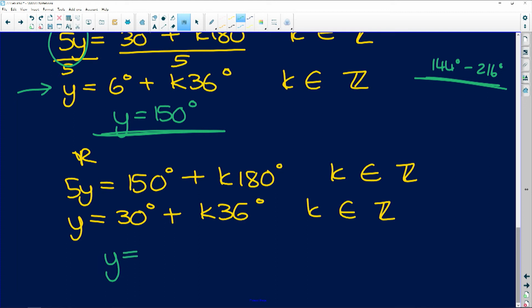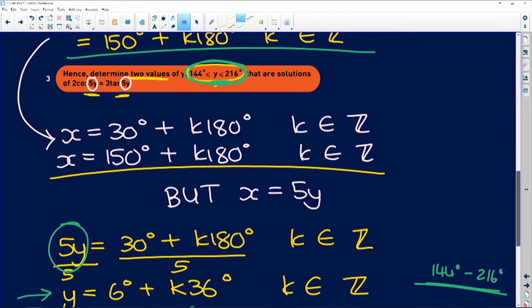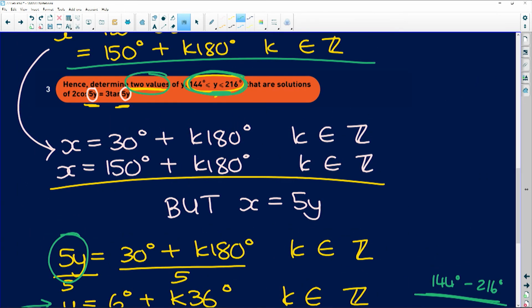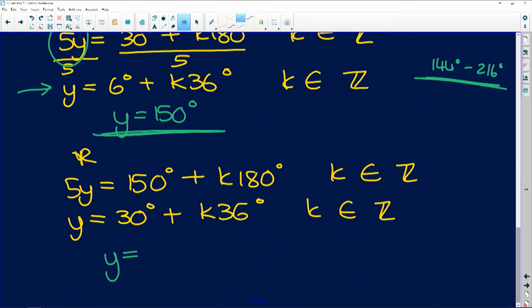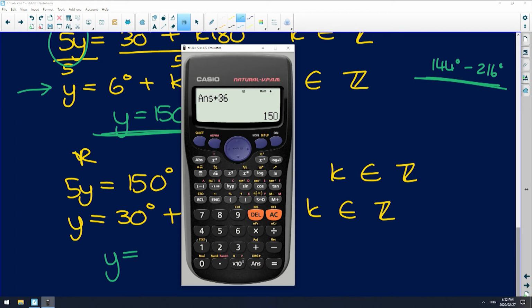The second angle, because they say give two values of y. The second one comes from the second solution. So y is equal to 30 degrees plus 36. So 30 plus 36. Is it in that interval? No. So we add another 36. In the interval? No. Not yet.